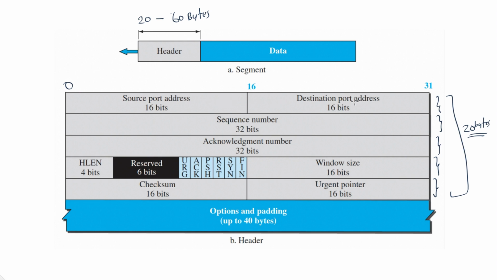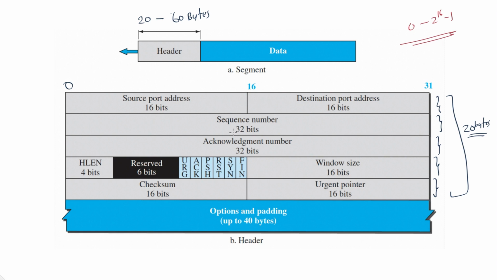And these are 16-bit ports, which means the minimum and maximum values we can calculate are from 0 to 2 power 16 minus 1. And these are the number of ports that we have. Out of them, some of the ports are well-defined, which means only certain kinds of services can run on them. Some of the ports can be defined by the user on their own.